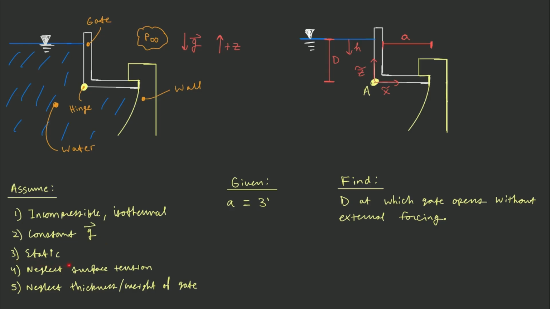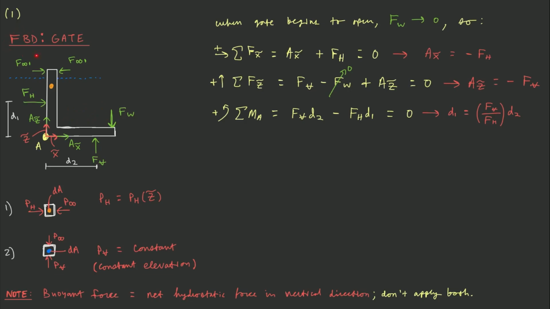3, the problem is static, just barely static, but still static. 4, we're going to neglect surface tension, so we're not going to determine the impact of any meniscuses or anything like that. And 5, we're going to neglect the thickness and the weight of the gate, which is going to be important in both the free body diagram and the pressure analysis. So we're given that A is equal to 3 feet, that's the only given, and again we're trying to find the depth D at which the gate opens without any external forcing, so without any help from a servo motor or DC motor, whatever.